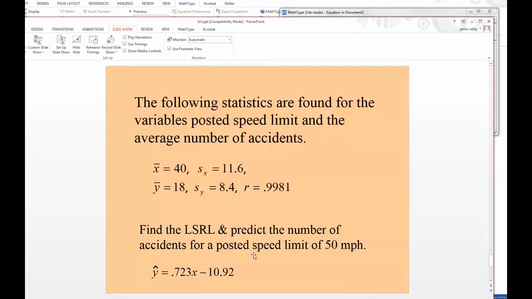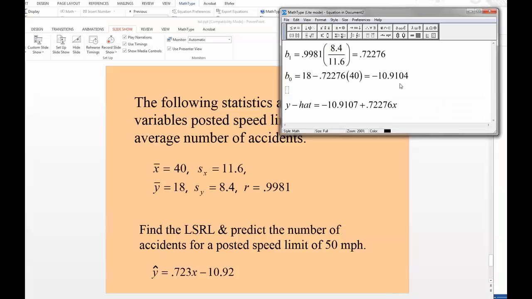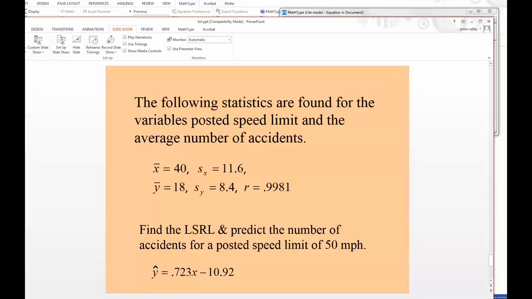Okay, so if I want to use this equation to predict at 50 miles per hour, then I'm going to replace x with 50. And I can just type that into a calculator, and I should get about 25.23.